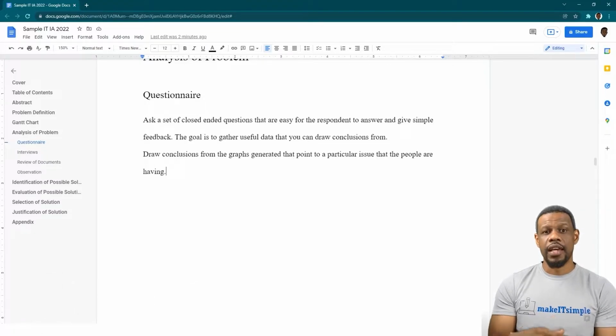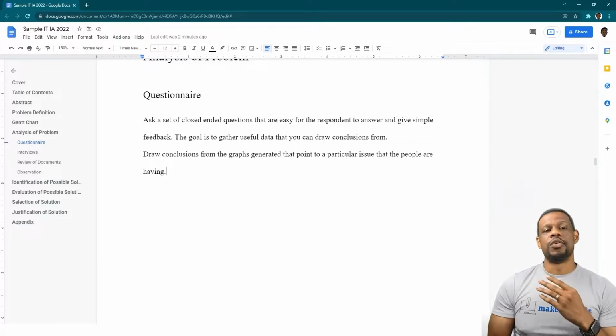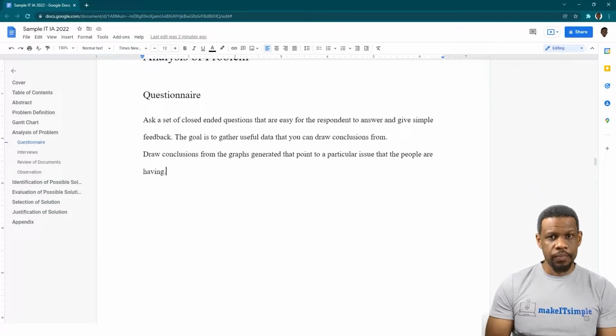Building the questionnaire is going to be in the appendix. You're going to put in the appendix the questions that you want to ask, why you want to ask them, and the options that you want to choose. Then you're going to put an example of a sample questionnaire, and an example of a filled out questionnaire, because you have to show that the questionnaire actually went out and people actually filled it out.